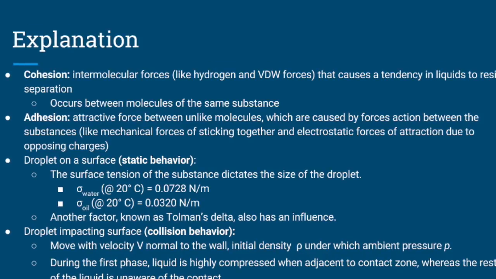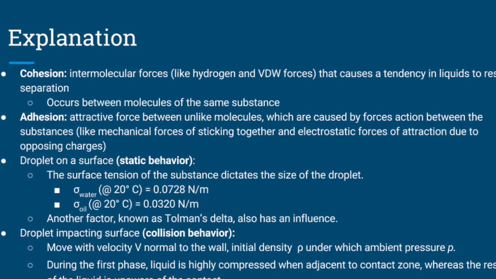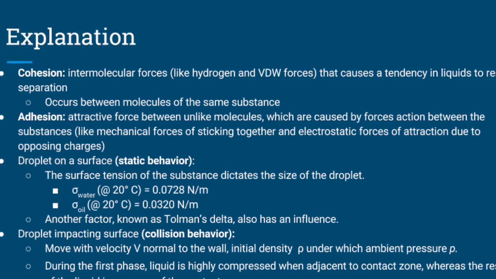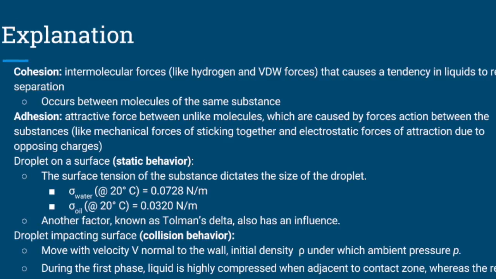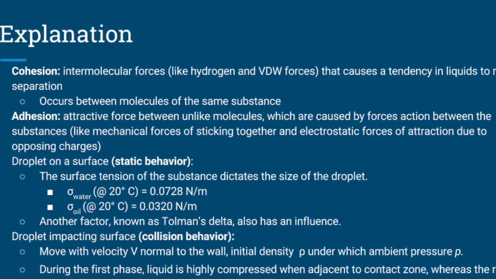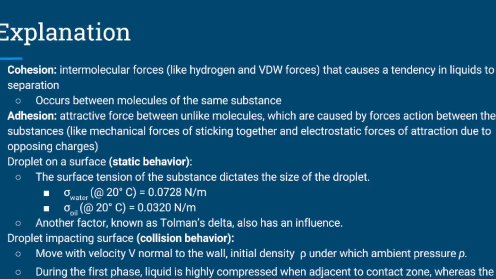Surface tension and radius in this equation are directly proportional, because as radius increases, so does surface tension. However, radius and Tolman's delta are also directly proportional, so it kind of makes sense for oil with a larger delta value to have a larger radius.